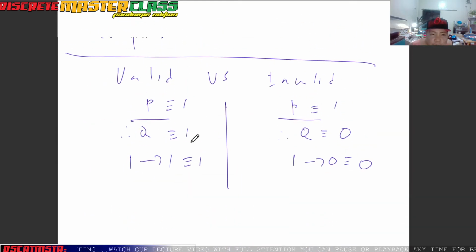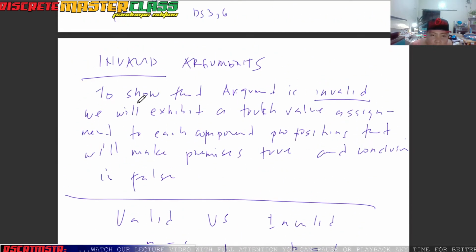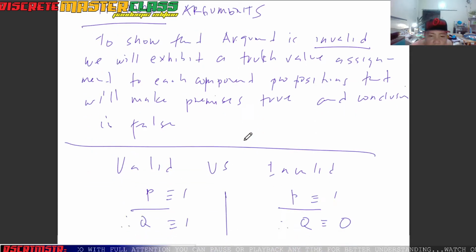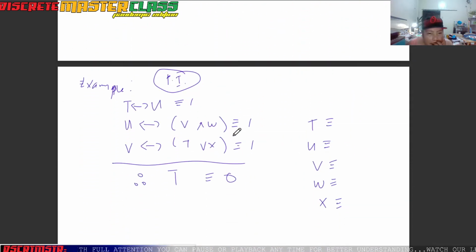So ulitin ko, dahan-dahan ha. Para mapakita mo na ang argument ay invalid, kailangan mo magpakita ng truth value assignment sa bawat component proposition na kung saan ang mga premises ay magiging tama at ang conclusion ay mali. Tinagalog ko lang. Okay.